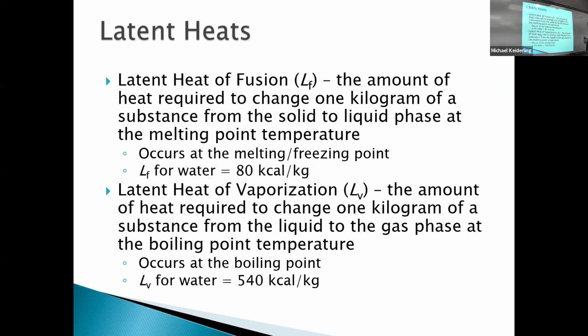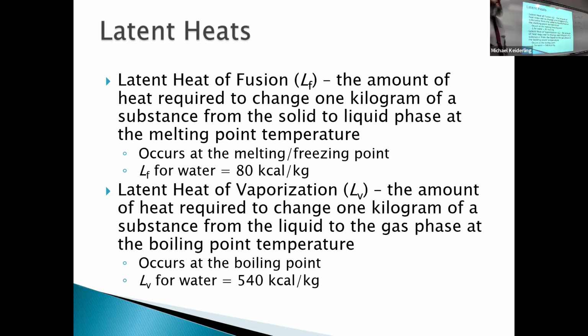So substances will have latent heat. For latent heat, the heat required is just a mass times the latent heat of either fusion or mass times the latent heat of vaporization. So the latent heat of fusion is the heat required to change 1 kilogram of a substance from solid to liquid at the melting point temperature. So to melt something, you have to add the latent heat of fusion to it. To freeze it, you have to remove the latent heat of fusion. So for water, the latent heat of fusion at the melting or freezing point is 80 kilocalories per kilogram.